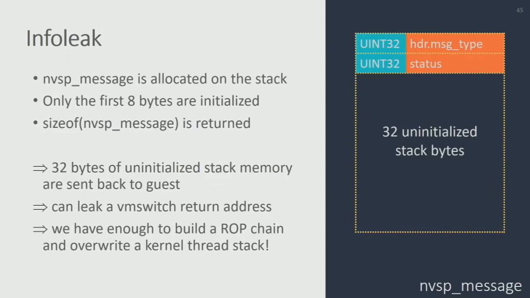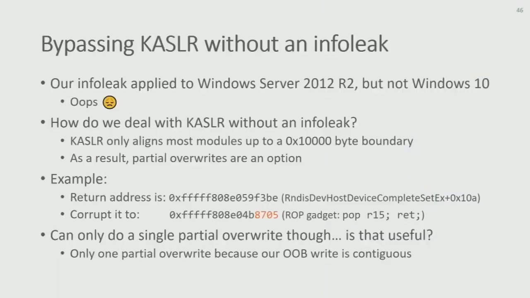And with that return address, we are able to build a ROP chain and get code execution and all that fun stuff. And so we're done. Except we're not. As it turns out, the info leak is awesome, but it only worked on older versions of Windows. At the time, that was Windows Server 2012 R2. So we were actually targeting Windows 10, so oops, let's find something else. And actually that other method that we're going to talk about does not include a new vulnerability. It's just a way of dealing with KASLR without finding a new bug.